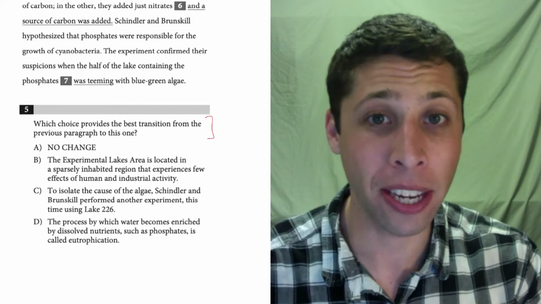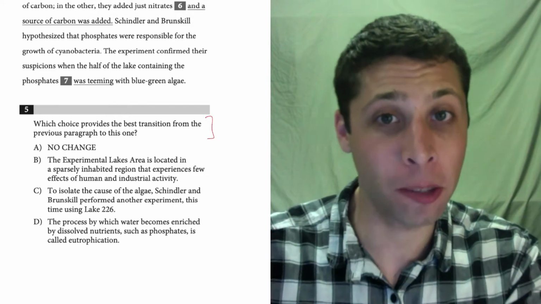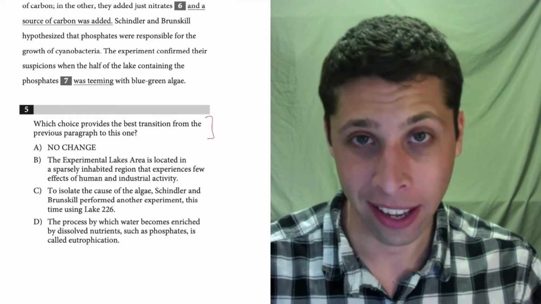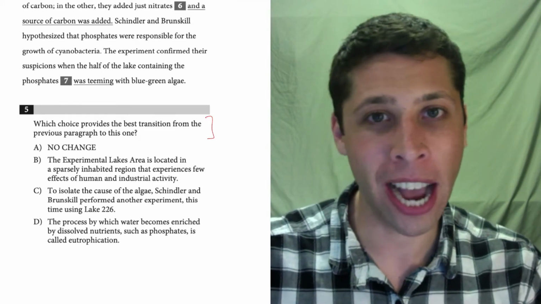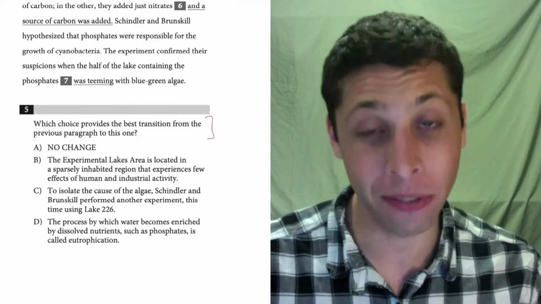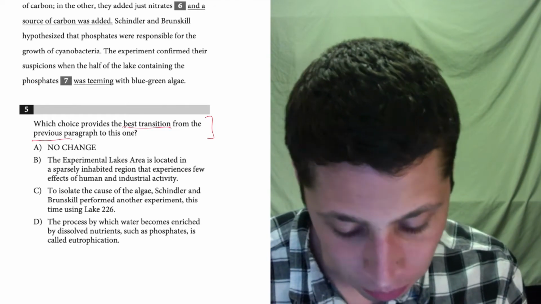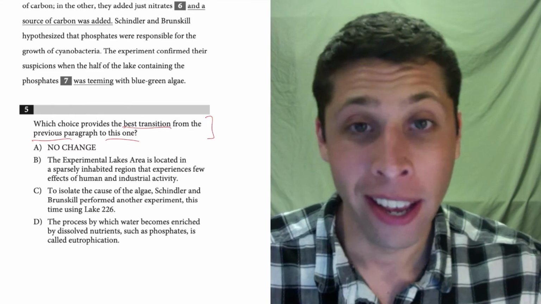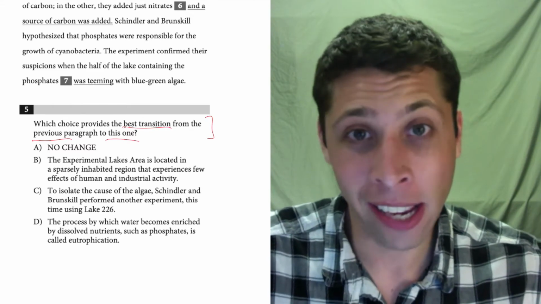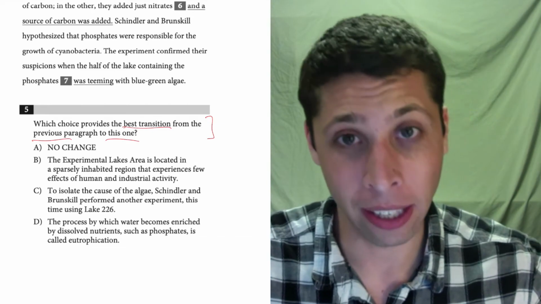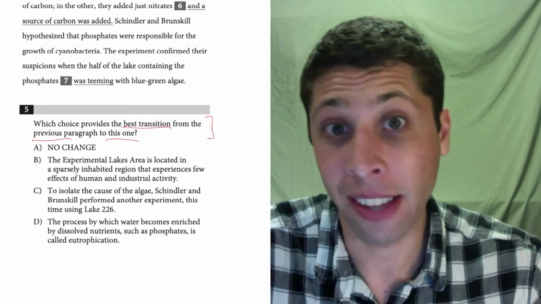You have to think of this as they want a specific thing and you need to give them that specific thing. What makes number 5 kind of annoying is the goal is very, very broad. Which choice provides the best transition from the previous paragraph to this one? So you got to follow instructions. They say they want to transition. That means we're reading the previous paragraph and we're reading the current paragraph. And that's a lot of reading.